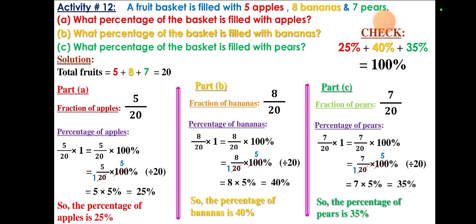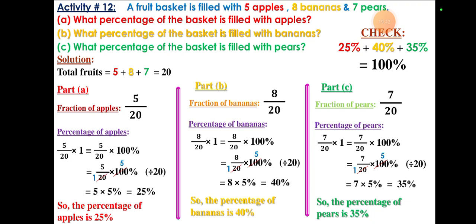Okay, then I have a fruit basket filled with 5 apples, 8 bananas and 7 pears. What is the percentage of the basket filled with apples, what's the percentage filled with bananas, and what's the percentage filled with pears? So first of all, total fruits are 5 plus 8 plus 7 equals 20 fruits. Part 1, fraction of apples, that is 5 over 20. Percentage of apples: 5 over 20 multiplied by 1 equals 5 over 20 multiplied by 100%. 20 and 100 are both divided by 20, so I'll get 5 multiplied by 5%, that is 25%.